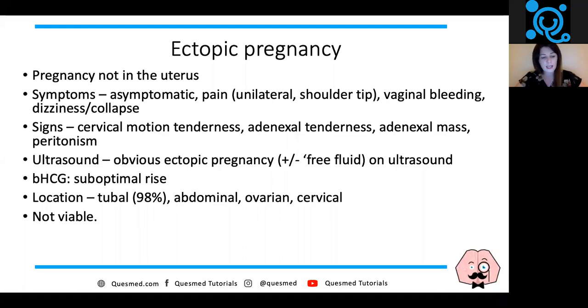Ultrasound scan can show an obvious ectopic pregnancy and might also show free fluid. Like I said, beta HCG would likely be a suboptimal rise. Ectopic pregnancies are almost always in the fallopian tubes. However, they can be anywhere, for example, the abdominal wall, ovary, or cervix. And it's important to note that these pregnancies are not viable. So it's important to tell the women that these pregnancies are not viable.